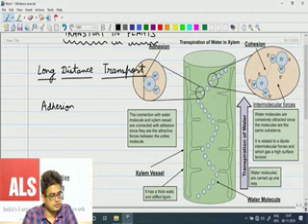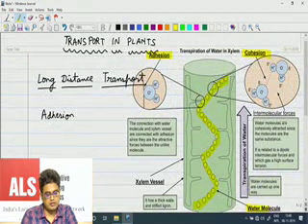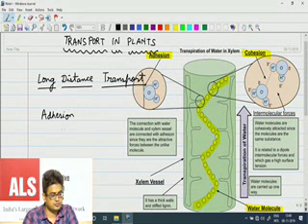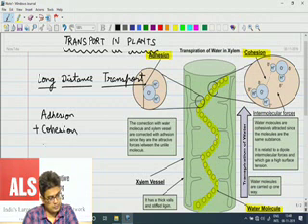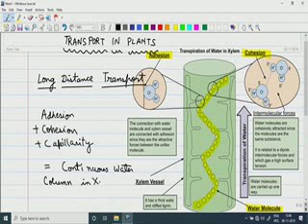Capillarity, because the water molecules are sticking to each other like this. They are forming a continuous water column like this. So because of this phenomenon of capillarity, adhesion plus cohesion plus capillarity equals a continuous water column in xylem, and finally it escapes out from the leaf surface.